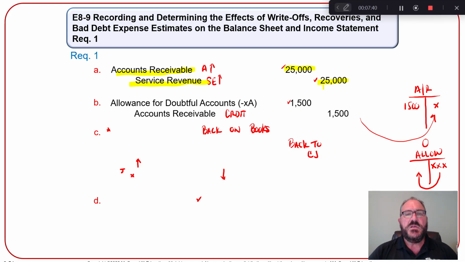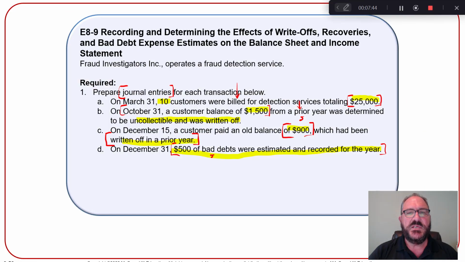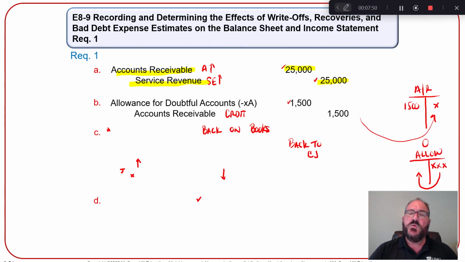Now the second one was the allowance for doubtful accounts. Let's see, what did they tell you? A customer balance of $1,500 from a prior year was written off. When you go to write that off, notice we have to credit the accounts receivable. We have to take it off the books. And we use that allowance, $1,500 out of the allowance for doubtful accounts. Remember, that's a contra asset.